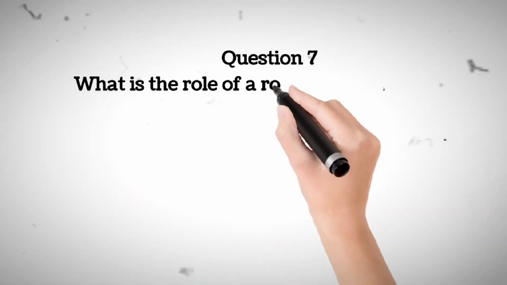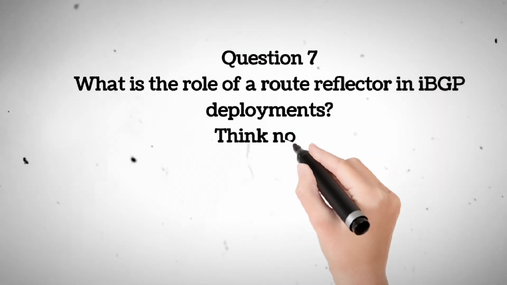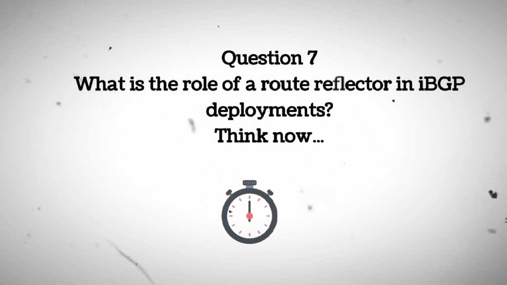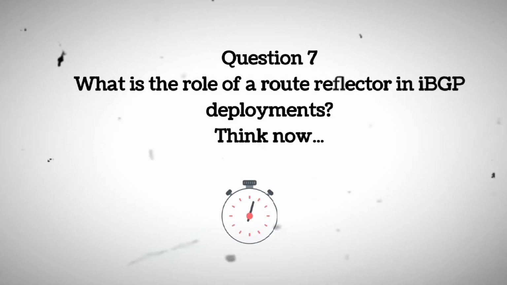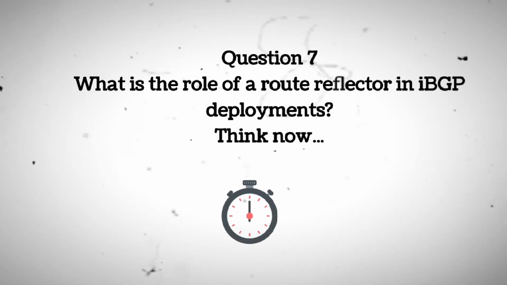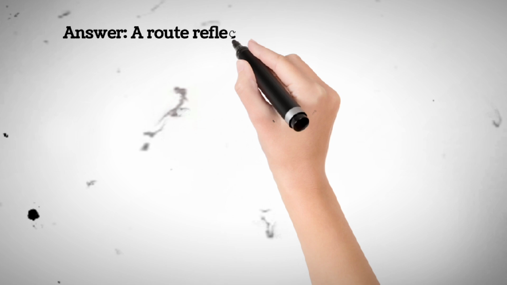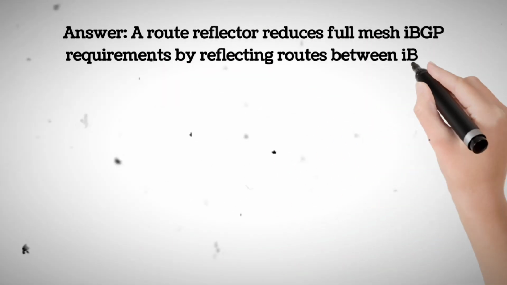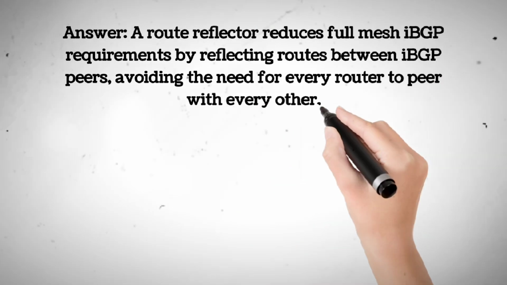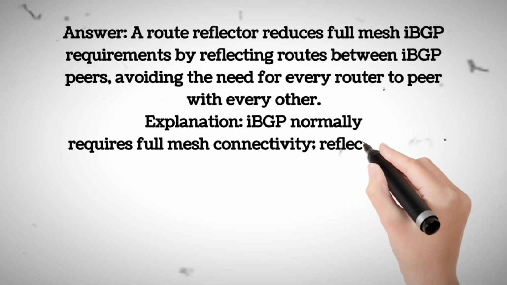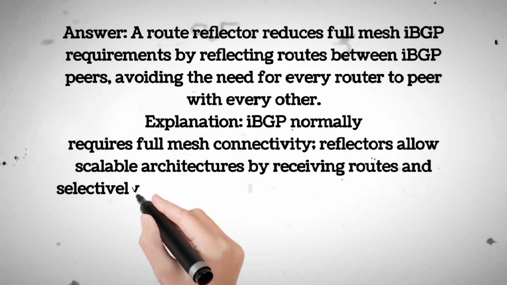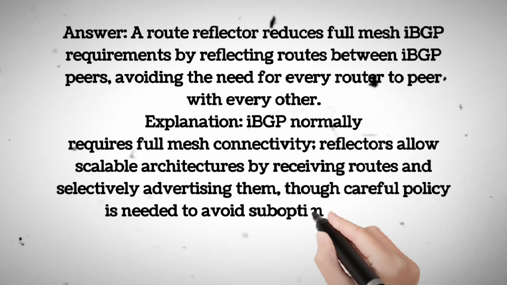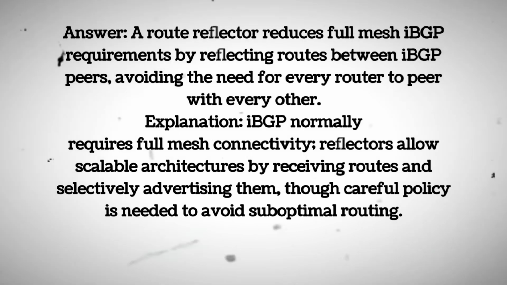Question 7. What is the role of a route reflector in iBGP deployments? Think now. Answer: a route reflector reduces full mesh iBGP requirements by reflecting routes between iBGP peers, avoiding the need for every router to peer with every other. Explanation: iBGP normally requires full mesh connectivity. Reflectors allow scalable architectures by receiving routes and selectively advertising them, though careful policy is needed to avoid suboptimal routing.